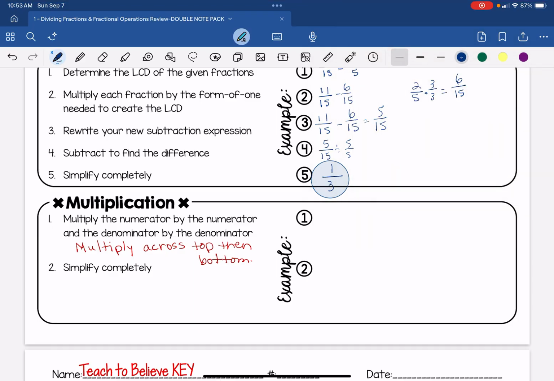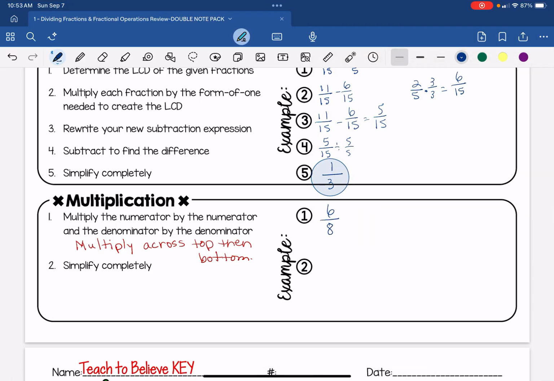Okay, so my problem or example is 6/8 times 3/4. I am going to multiply 6 times 3 and get 18. 8 times 4 and get 32. I can simplify 18/32 by dividing the top by 2 and the bottom by 2, and I would get 9/16 as my answer.